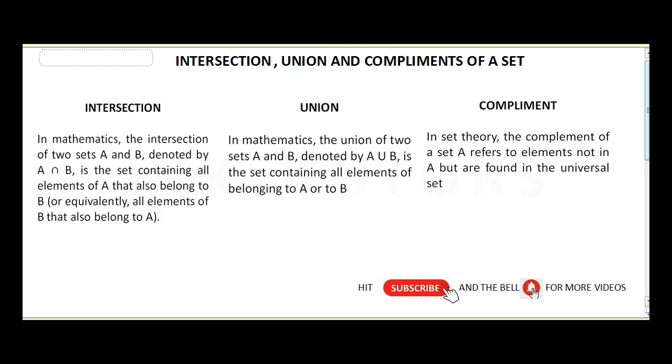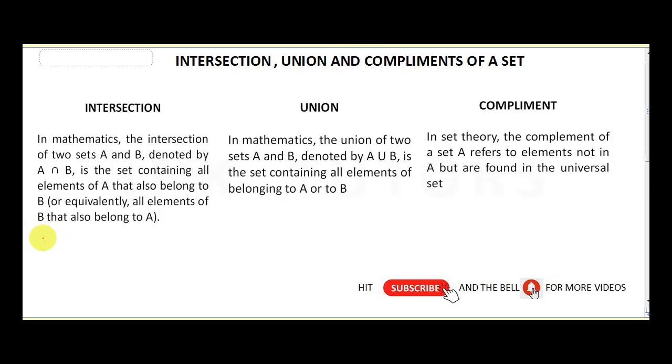In mathematics, the intersection of two sets, A and B, denoted by A ∩ B, is the set containing all elements of A that also belong to B, or equivalently, all elements of B that also belong to A. To summarize this whole statement, it means things that are common to both A and B. What are the elements you can find in A? Can you also find them in B? If you see them, then those particular elements intersect.